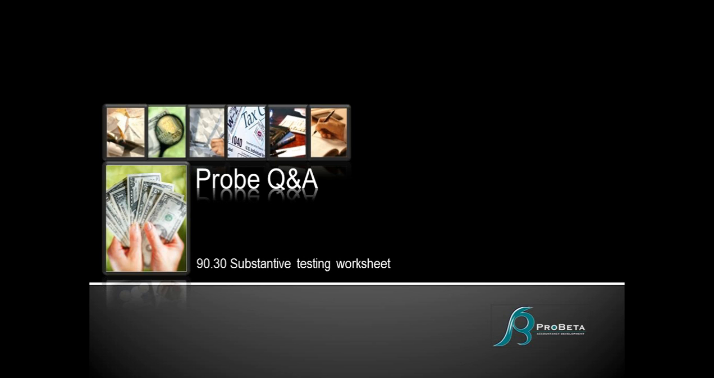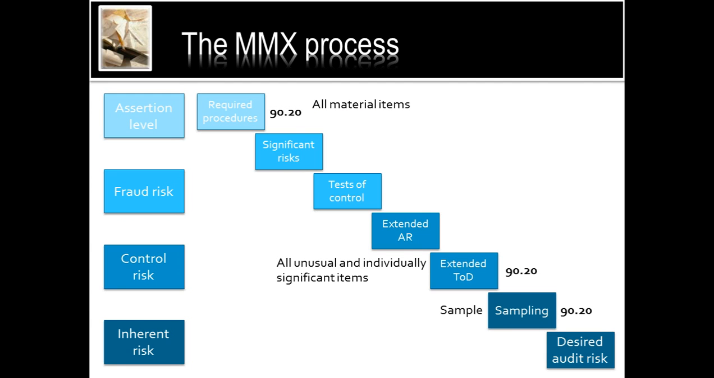I would like to start this session on the substantive testing worksheet by first of all referring to the probe methodology. Looking at the slide, which should be familiar by now, dealing with the probe MMX process. This slide shows how you can address the risk of material misstatement by using any of the 6 processes or steps, being required procedures, significant risk responses, tests of controls, etc., etc.